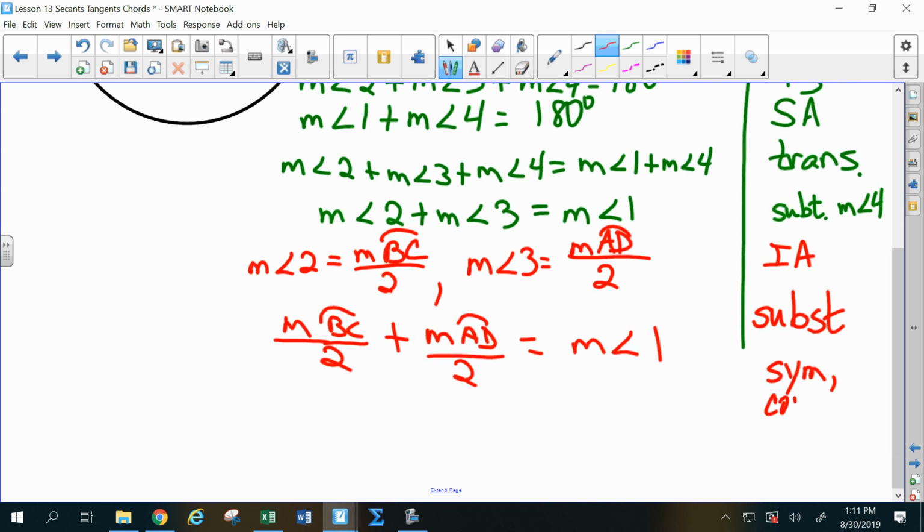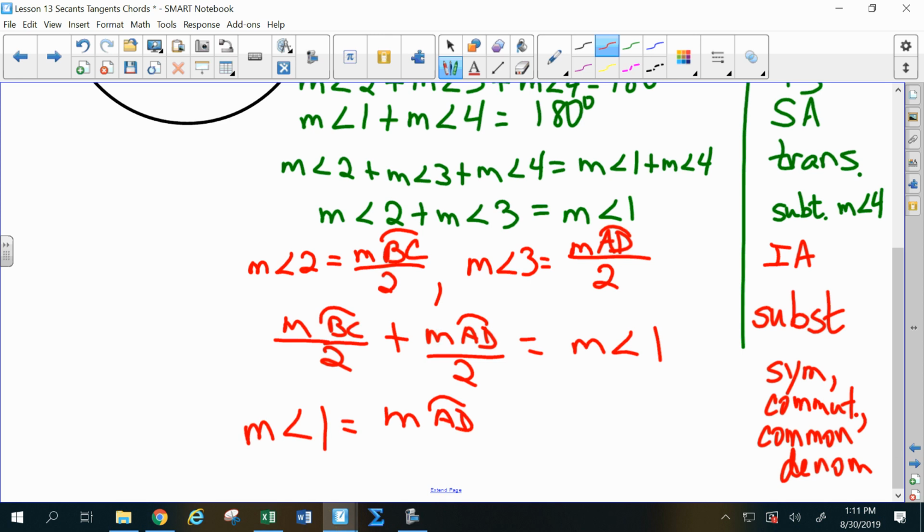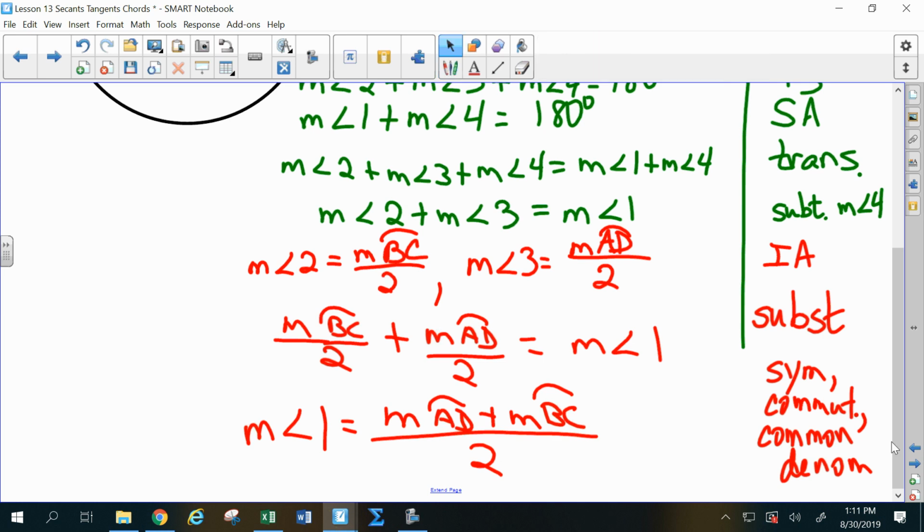So if I use symmetric, commutative, and common denominator, I have measure of angle 1 equals the measure of arc AD plus the measure of arc BC all over 2, and that is what we wanted to prove. So does anybody have a question on that? Be sure you keep track of your notes so that if you have this on a homework problem or you have this on a notebook quiz of are you taking good notes in class, you can get this correct. Any questions about it?